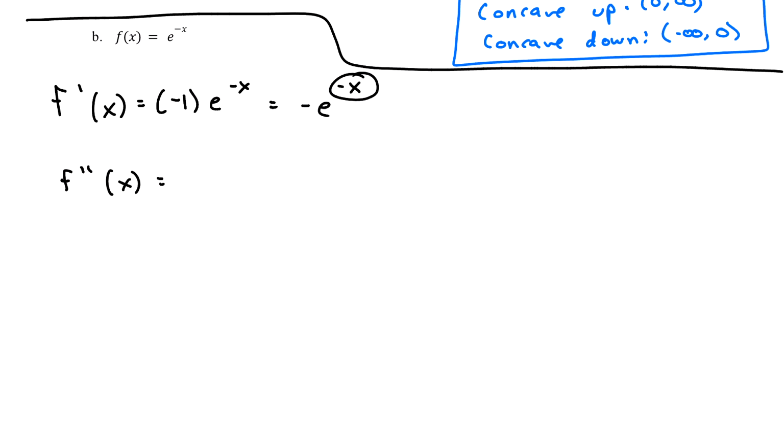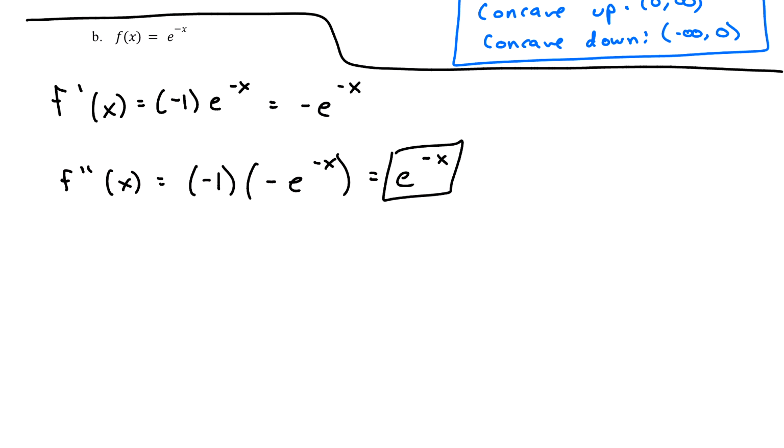Again, I'm going to need another chain rule for when I take the derivative of negative e to the negative x. So I'm going to multiply by the derivative of my power, which is -1, times negative e to the negative x power. And in this case, we actually end up with the exact same function we began with, e to the negative x power. So there's our second derivative. It actually ended up being the same as our first derivative.